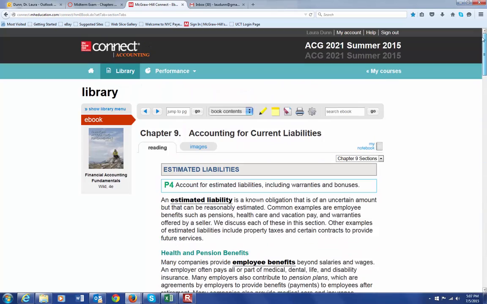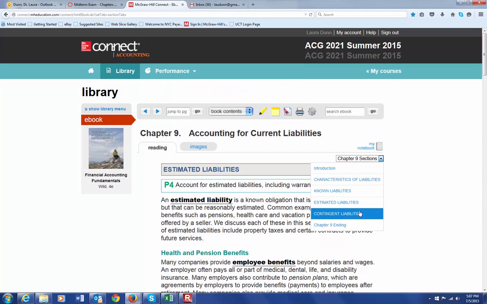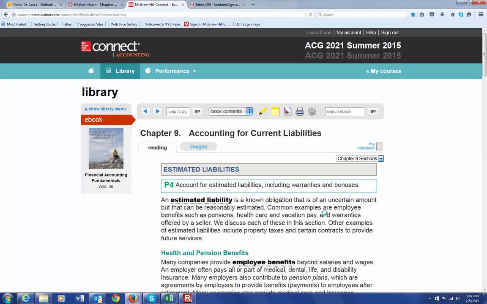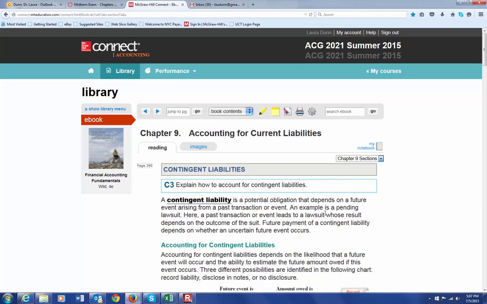One other type of liability that you may encounter is a contingent liability, which sounds a lot like estimated, but there's a little bit of difference here. With an estimated liability, you pretty much know that there's going to be some liability there, you just don't know the amount. A contingent liability is a potential obligation that depends on a future event arising from a past transaction or event. An example is a pending lawsuit, and this is probably the most common one.